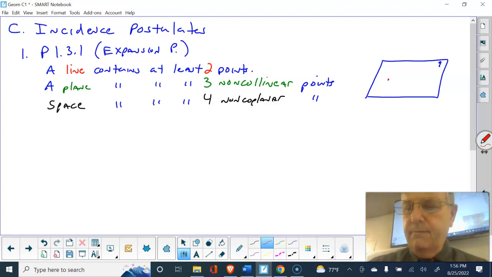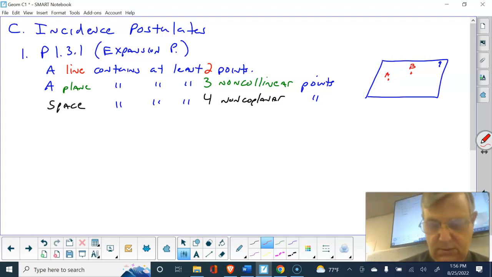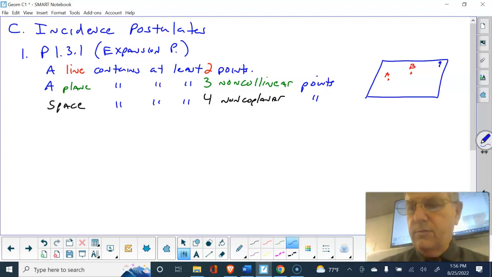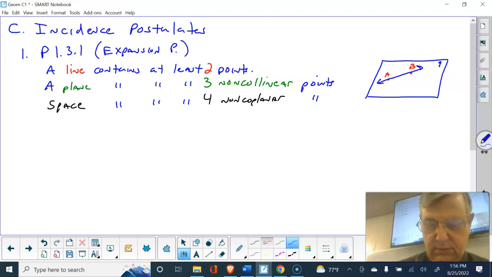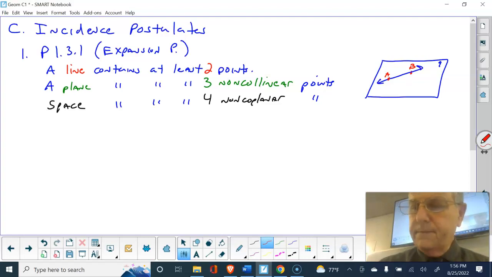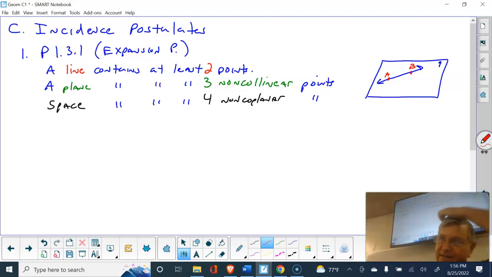Take your red and make a point A. And make a point B, and then take your blue and draw a line through them. Right? Because we know that every line has at least 2 points. So if we've got a line in a plane, we know we've got at least 2 points in the plane.